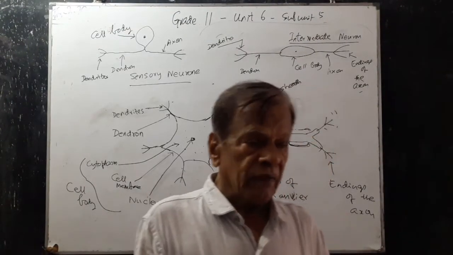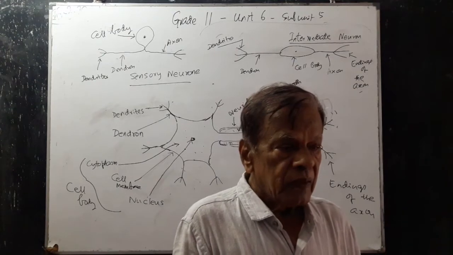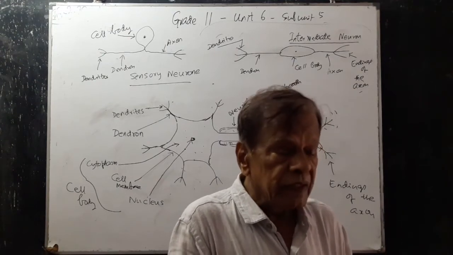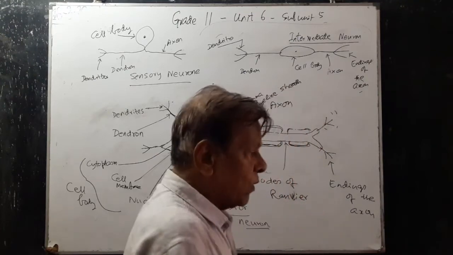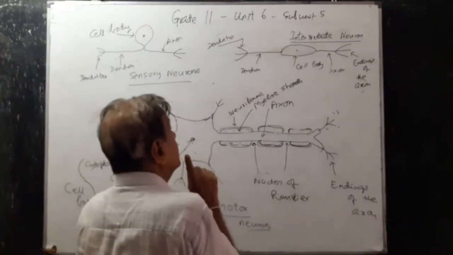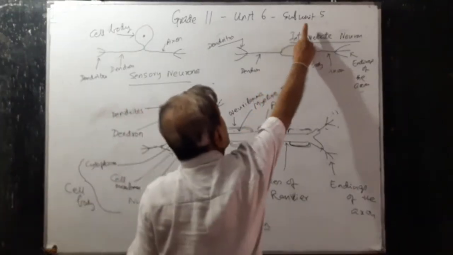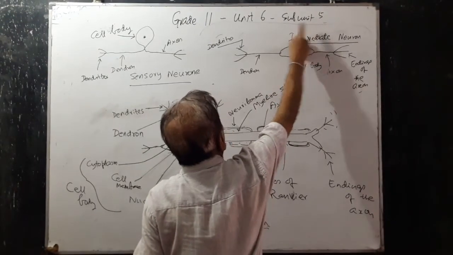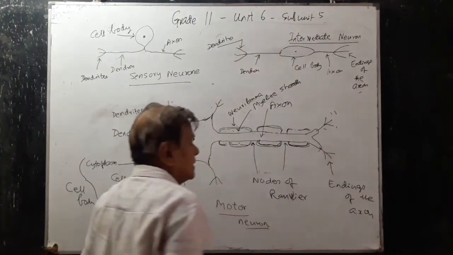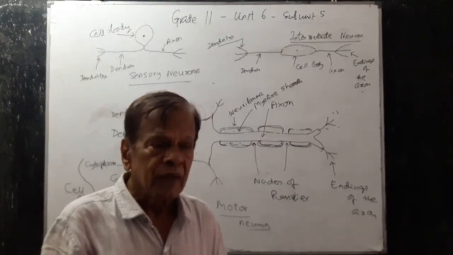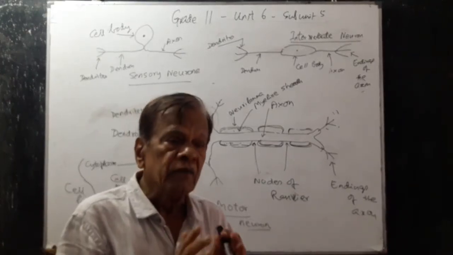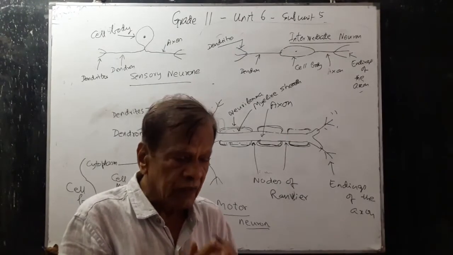Science for grade 11. Now, this is the second video of subunit 5 of unit 6. Subunit 5 means nervous system. This is the second video of the nervous system.